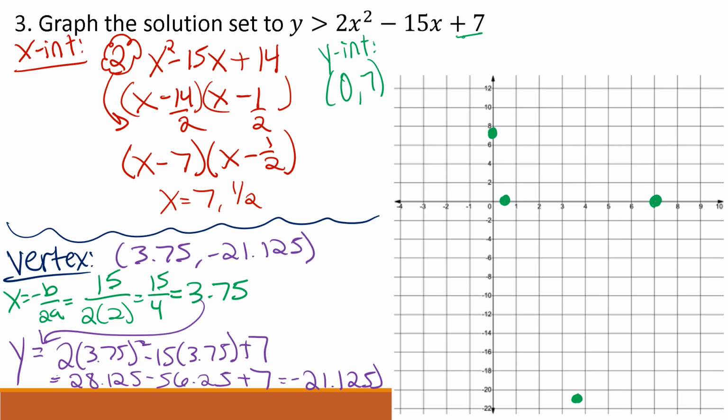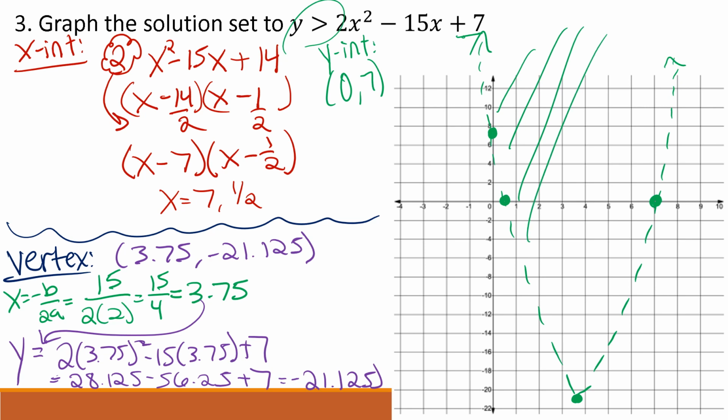Okay, so am I gonna have a solid or a dash line? Dash, because it's just the greater than, so we're gonna do dashed. And then are we gonna shade above or below for this one? Above, because it's greater than. So we want this part right here.